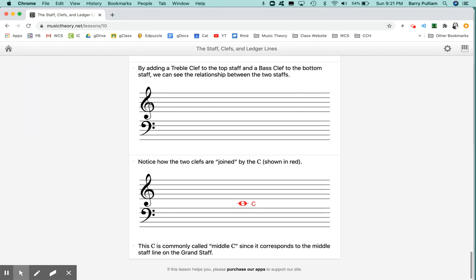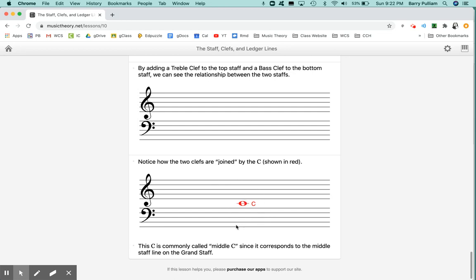Put a treble clef on the top one and a bass clef on the other one, and you can start to see the relationship between them. All that's missing is this line. Well, if you put one ledger line above the bass clef and one ledger line below the treble clef, it's the same note. It's exactly the same pitch.